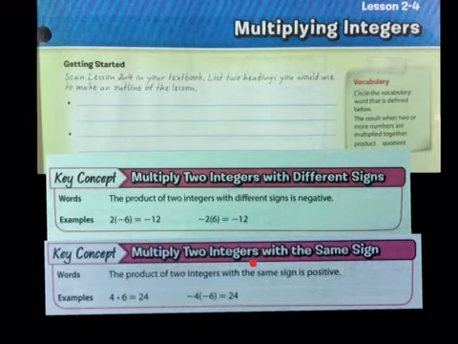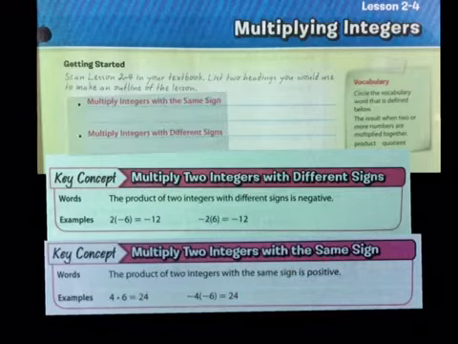When you multiply two integers with the same sign, so positive times positive is positive, or negative times negative is positive, it's always going to be positive. So our key concepts for today are multiplying integers with the same signs and multiplying integers with different signs.